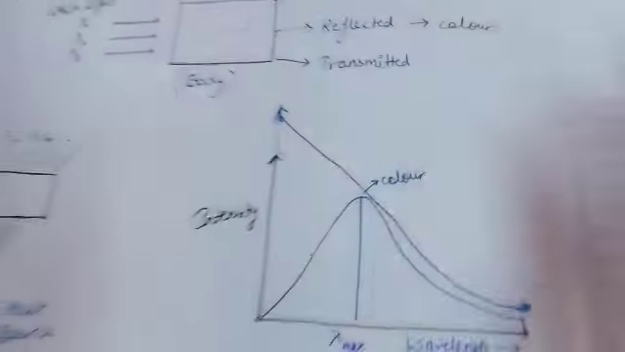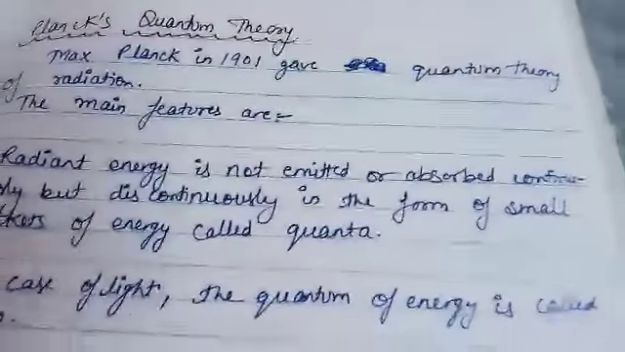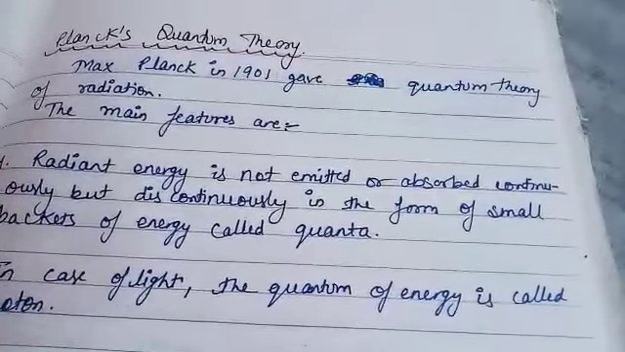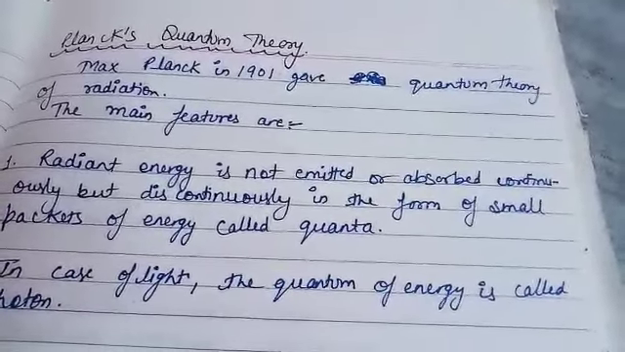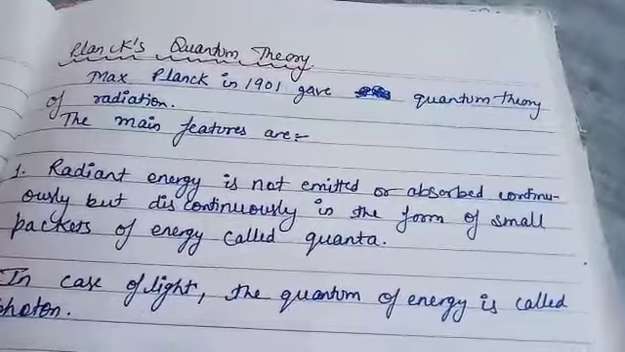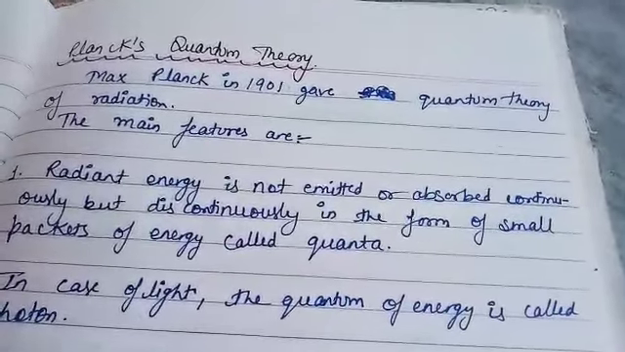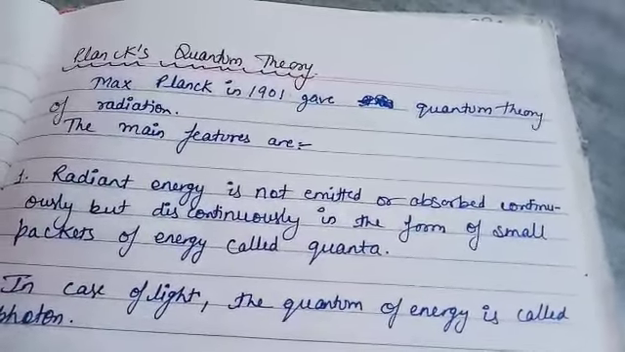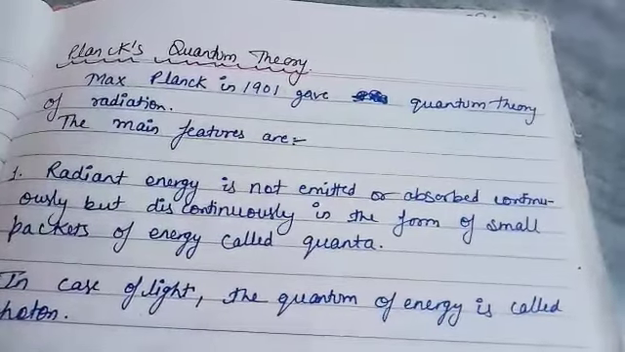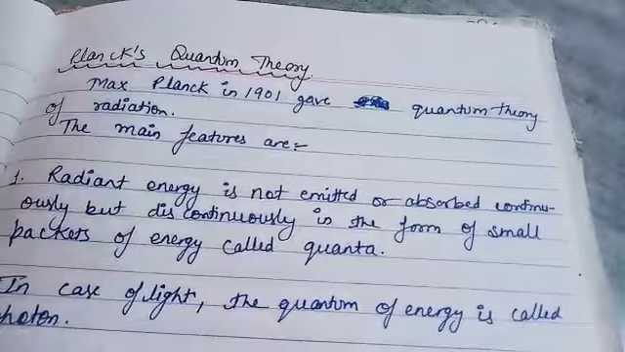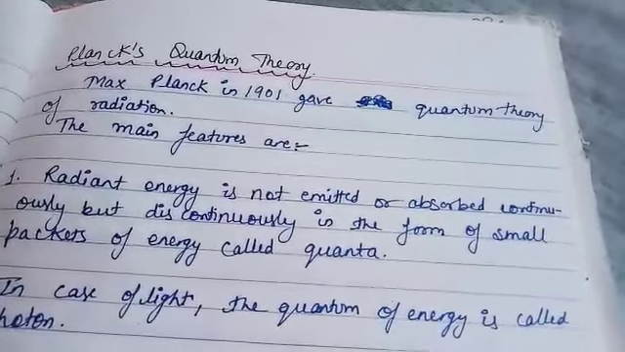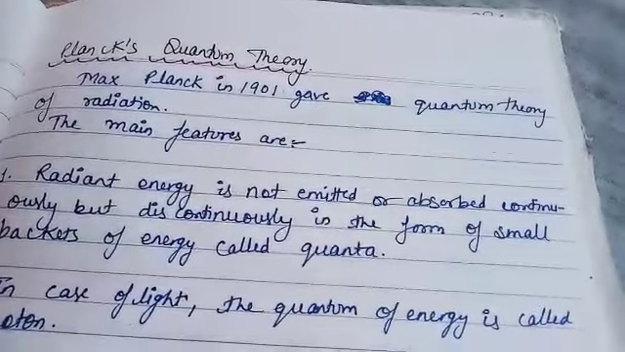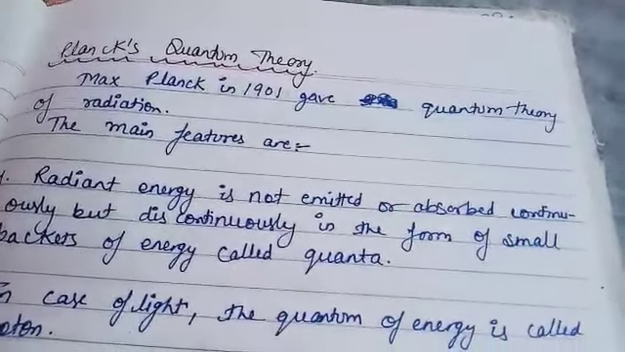Now just see, according to Max Planck, first of all, radiant energy is not emitted or absorbed continuously but discontinuously in the form of small packets of energy called quanta. In EM theory, what did we study? That energies are emitted, radiations are emitted continuously. That shows the wave nature. But Max Planck said no, radiant energy is not emitted or absorbed continuously, but discontinuously in the form of small packets of energy, known as quanta.